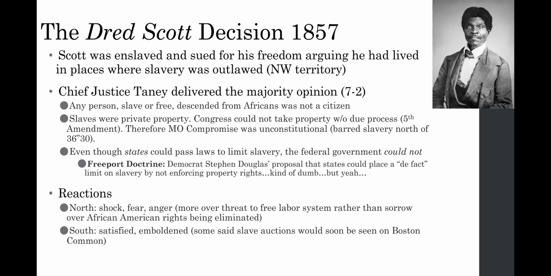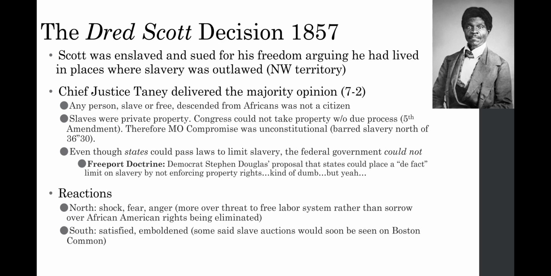But the reason they said that is it pretty much says that any efforts by the federal government, the national government, to limit slavery are unconstitutional. Congress should not be able to restrict slavery because it's unconstitutional to take people's property. And then finally, even though states could pass laws to limit slavery, the federal government could not. And this is a big deal because it pretty much says that Congress should not be in the business of doing anything with slavery.